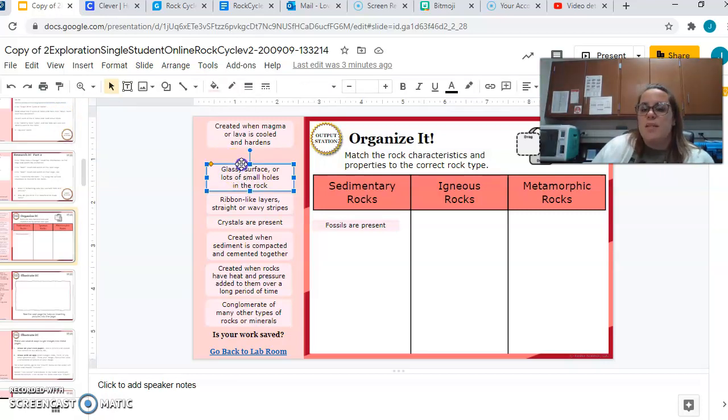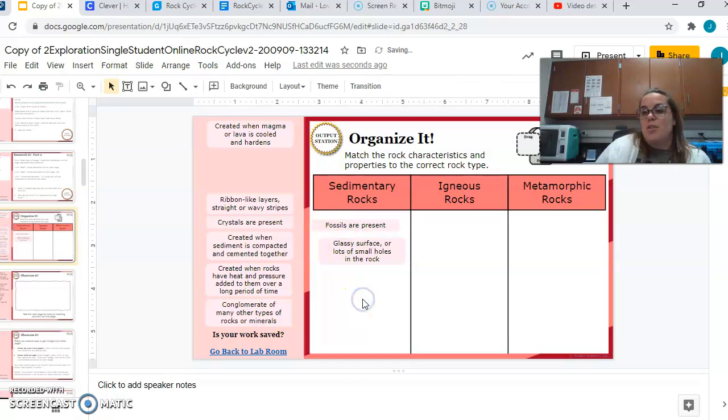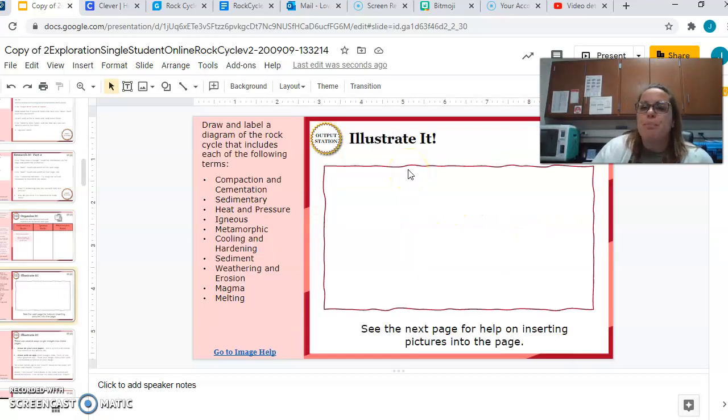You're just going to grab this text box and say it belongs, I don't know, here in sedimentary. I'm not sure that's right. I didn't even read it, but you're going to read it and drag it to the characteristics of the rock type that it describes. On Illustrate It, this one's the tricky one, so listen carefully.